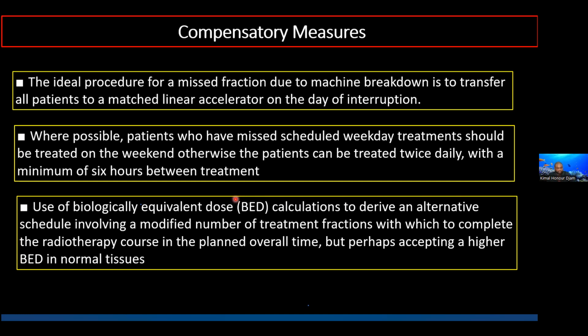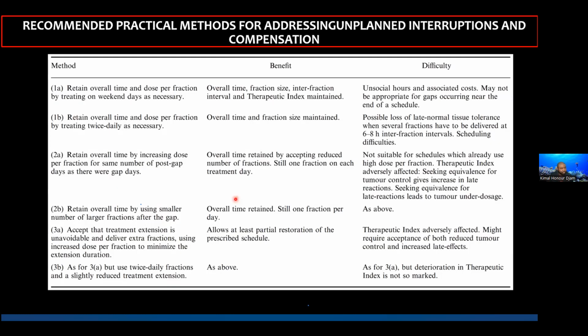Now, when the first 2 points are not possible, then, like I demonstrated before, we could use the biological equivalent dose calculations to derive an alternative fractionation schedule involving a modified number of treatment fractions with which to complete the radiation therapy course in the planned time while maintaining the same local control. Now, this table here summarizes the recommendations based on how the interruption occurs.